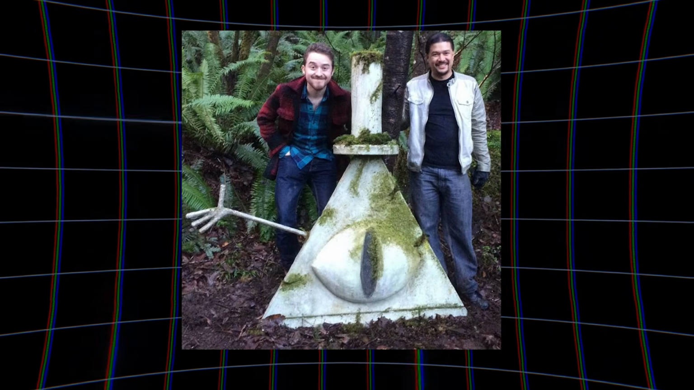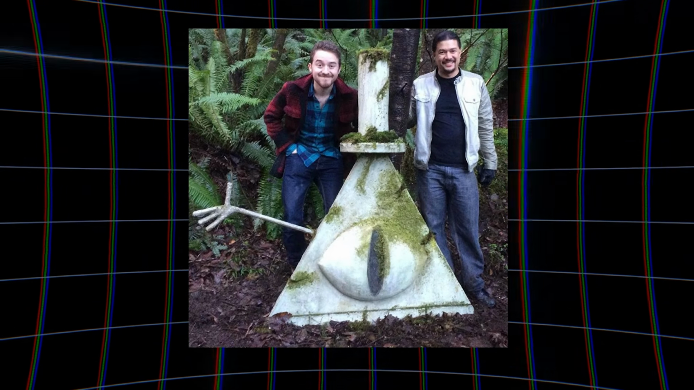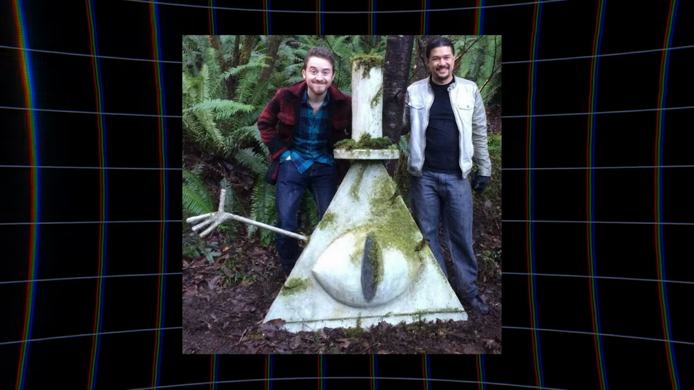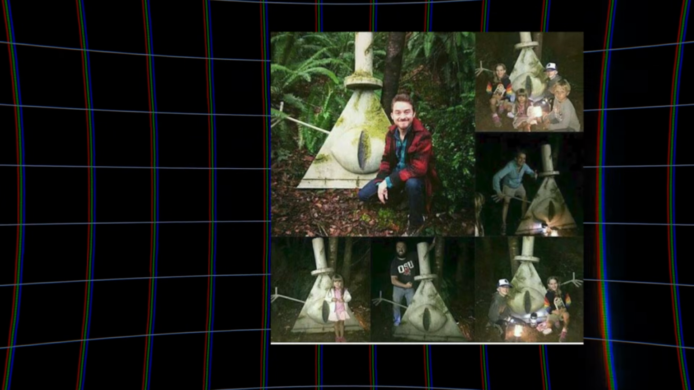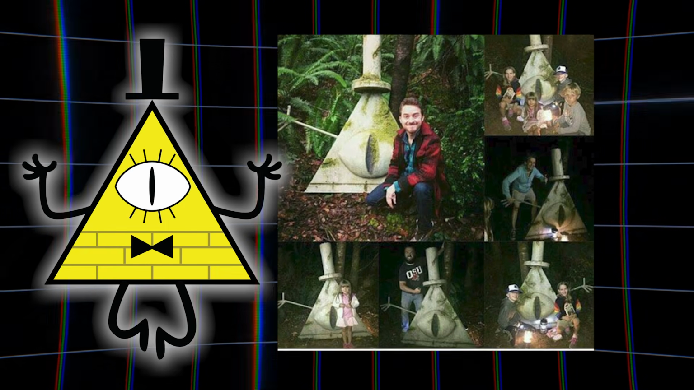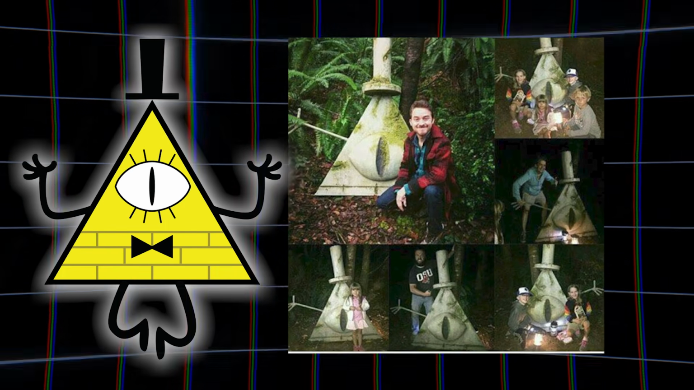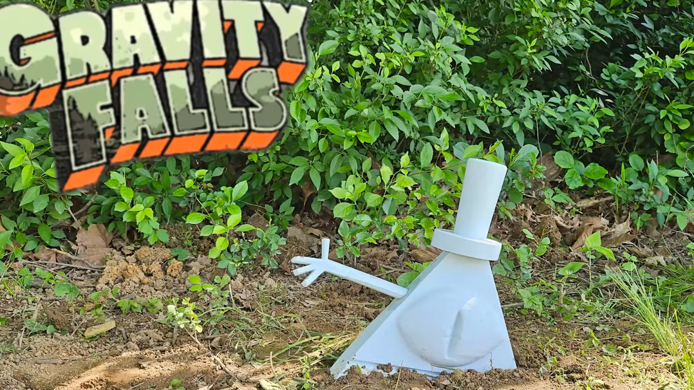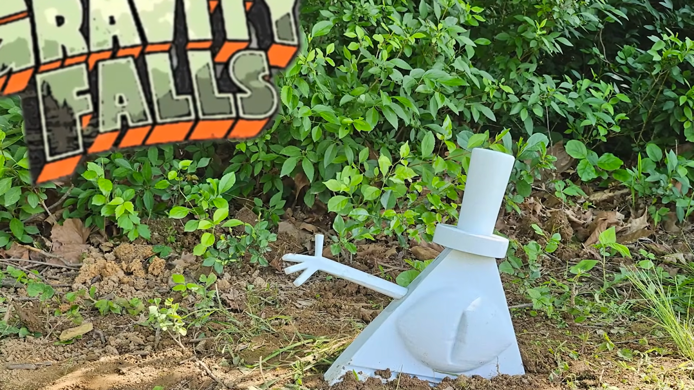The goal was to find a real-life statue of Bill Cipher that the creator had hidden in the woods in Oregon. The statue was about 5 feet tall and made of stone and metal. It looked exactly like the one in the show's finale. People were driving hundreds of miles to check different spots in the forest.